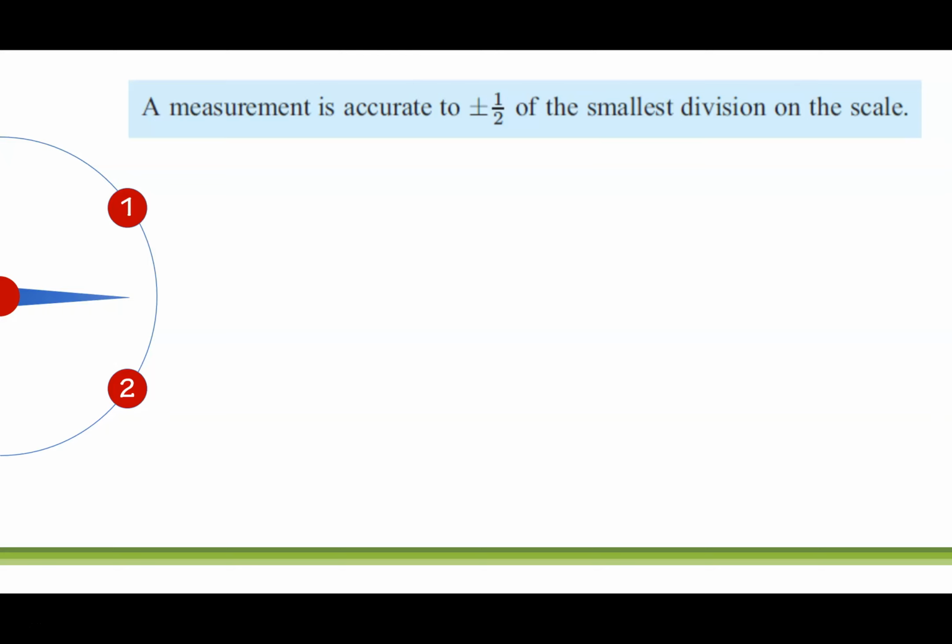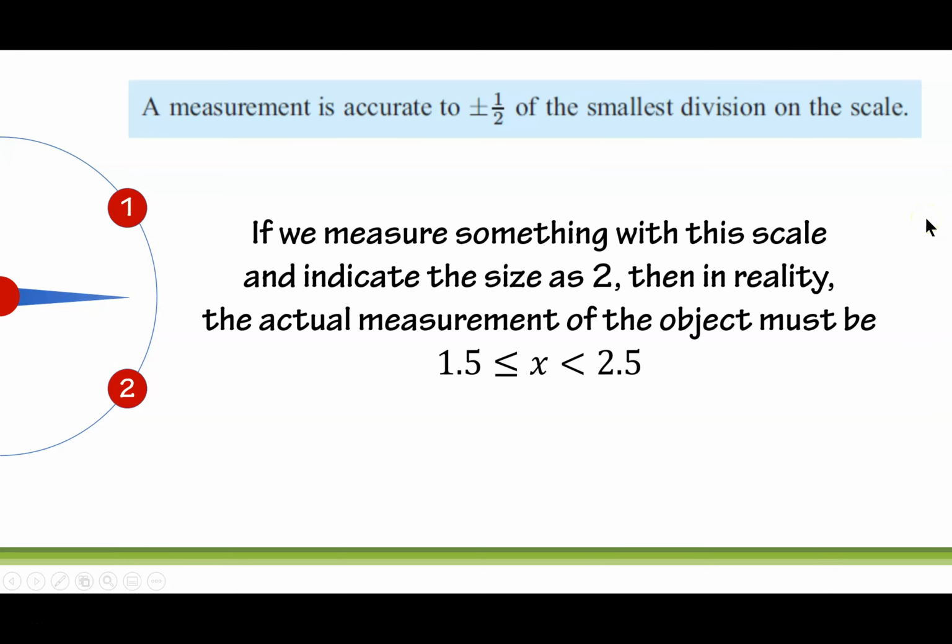And that's why this textbook says a measurement is accurate to either plus or minus. That's what that funny little symbol means in front of the 1/2 here. It's either plus a half or minus a half of the smallest division on the scale. So in this particular case, if we measure something with this scale, it indicates that the size is 2, then in reality, it would have captured everything that's bigger at 1.5 or bigger, because nothing smaller than 1.5 would be reported as 2. It would be reported as 1, all the way up to, but not including 2.5.